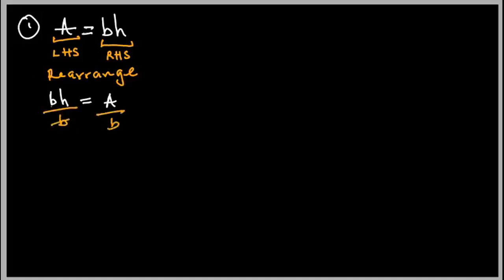And as you can see, B will cancel out B. So therefore, our H becomes equal to A over B. And that's the answer.